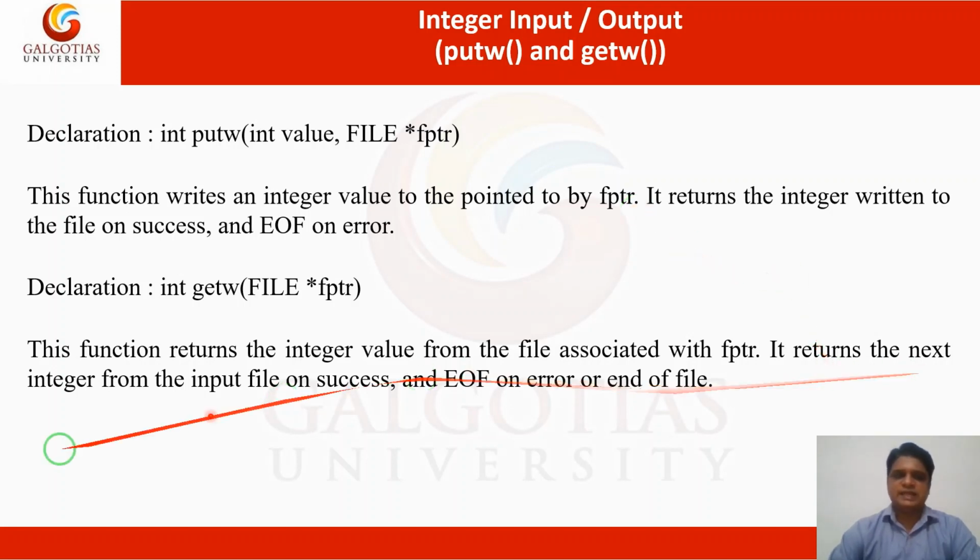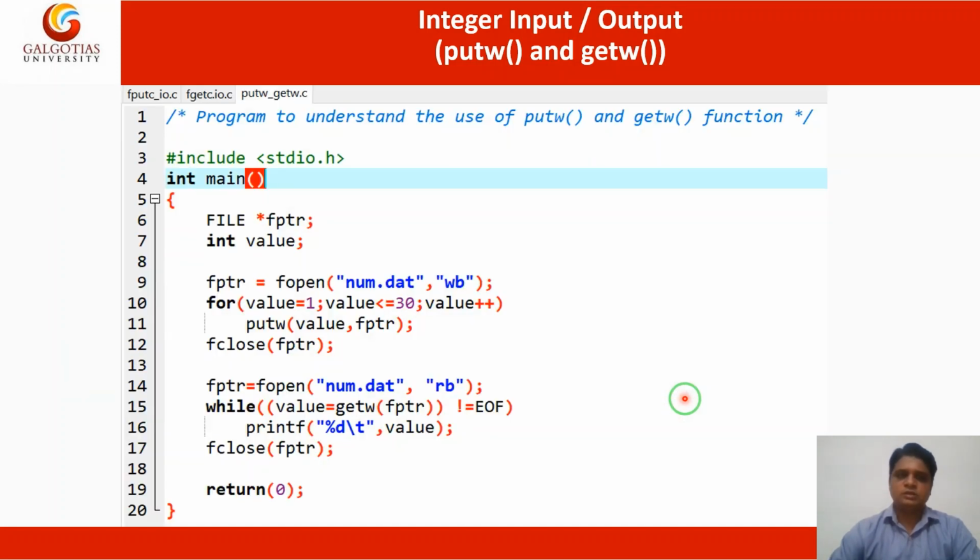It returns the next integer from the input file on success, or end of file or an error. Now see the example for that. Here I have created fopen num.dat. If I am using .dat, then we will be creating the binary format operation.